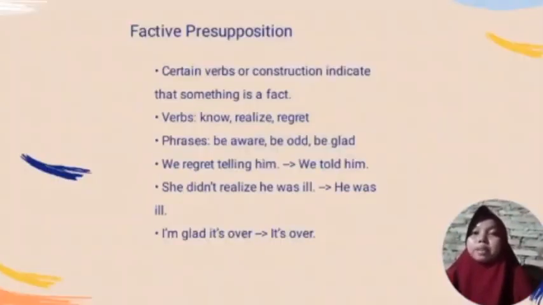The second presupposition is factive presupposition. It means that certain verbs or constructions indicate that something is a fact. Verbs: know, realize, regret. Phrases: be aware, be odd, be glad. We regret telling him. The fact is, we told him. She didn't realize he was ill. The fact that he was ill. I'm glad it's over. It means that it's over.